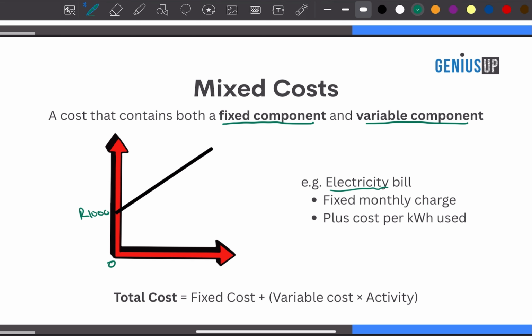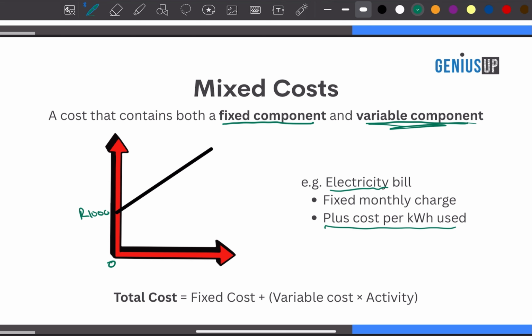So that's a fixed cost. That's the fixed component of the cost. However, on top of that fixed monthly charge, they also charge you a cost per kilowatt used, right? So the more electricity you use, there's a specific cost per kilowatt that you pay. So there's a variable component to it.